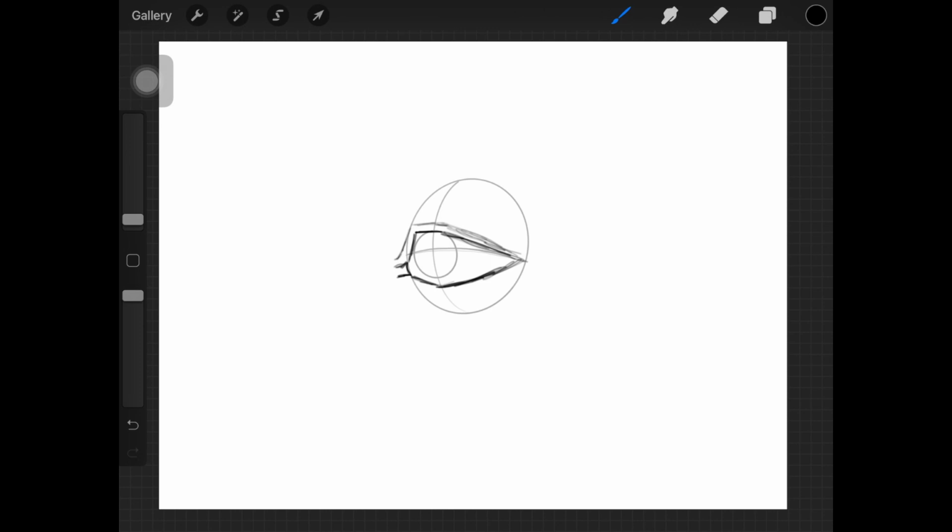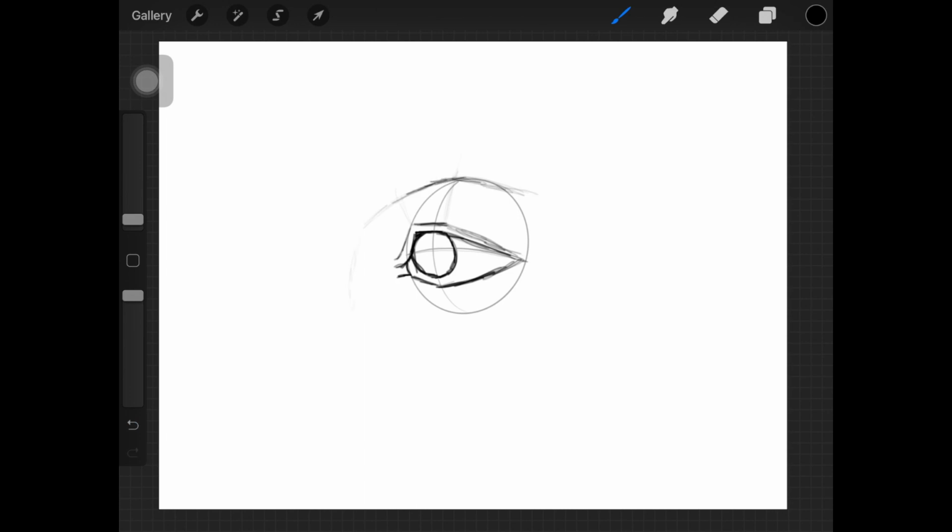Now that's not that difficult, to be honest, to draw eyes when we use these little shapes and lines. It actually makes it much easier to construct the basic shape of the eye. Now it does need a lot of practice, so I know this is going to be a bit confusing at first, but as you go ahead and practice, this is going to seem easy.